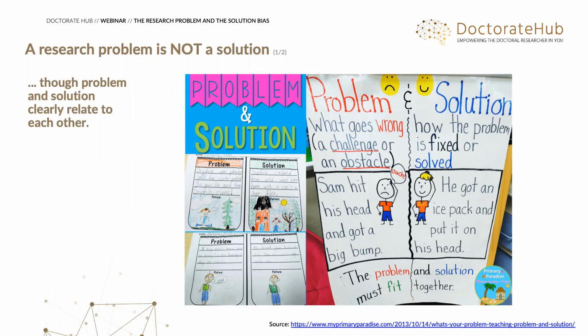So a problem is what goes wrong, a challenge or an obstacle, like Sam hit his head and got a big bump. Now a solution, on the other hand, is how the problem is fixed or solved. Someone was nice and he gave him an ice pack. So Sam put it on his head and everything went out well. So the problem and the solution must fit together. They are closely tied to each other.